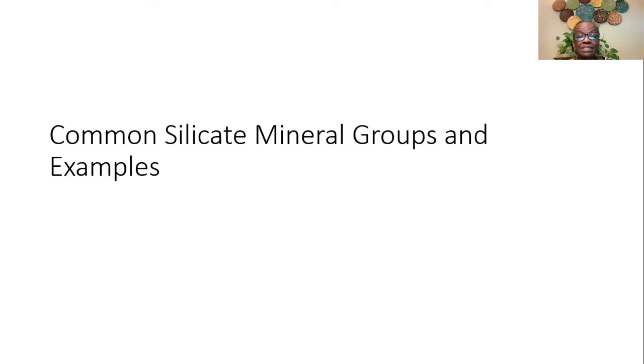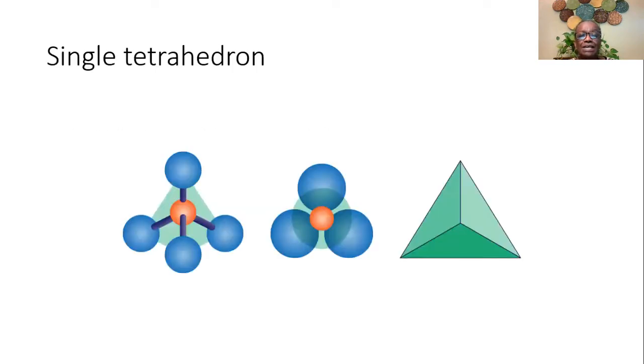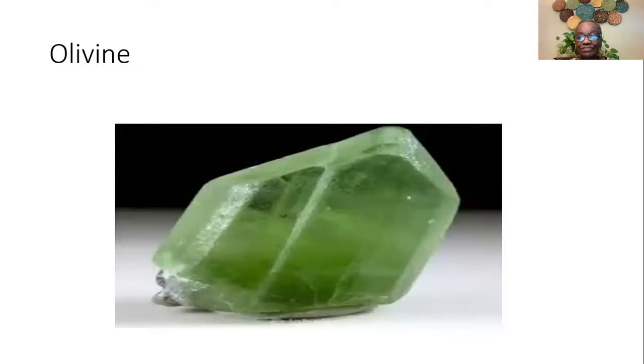Now, there are common silicate mineral groups, and I'm going to let you know what the groups are and give you some examples. Sometimes we have just a single tetrahedron in minerals. And an example of a silicate mineral that has a single tetrahedron is olivine. Now, olivine, the name of it and its color are closely related. We say olivine, and you can see that this shade of green is olive green.